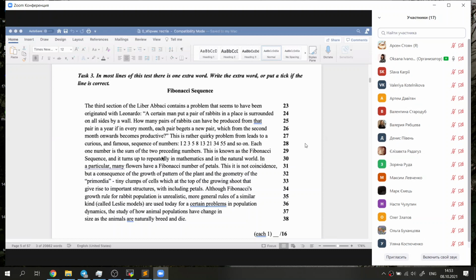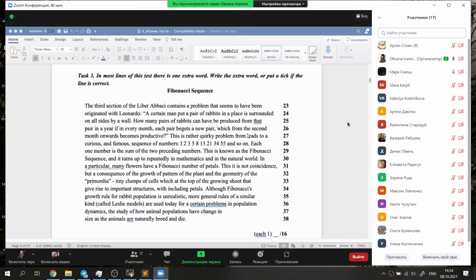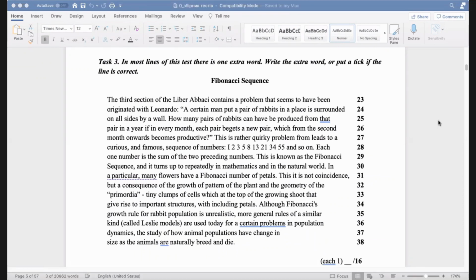Okay, but what about their extra words? How to find them? You read the whole text. But like extra words, it's like, are they absent? I thought I need just to read. We read a line and think whether there is an extra word or not. Okay? Okay, I see.